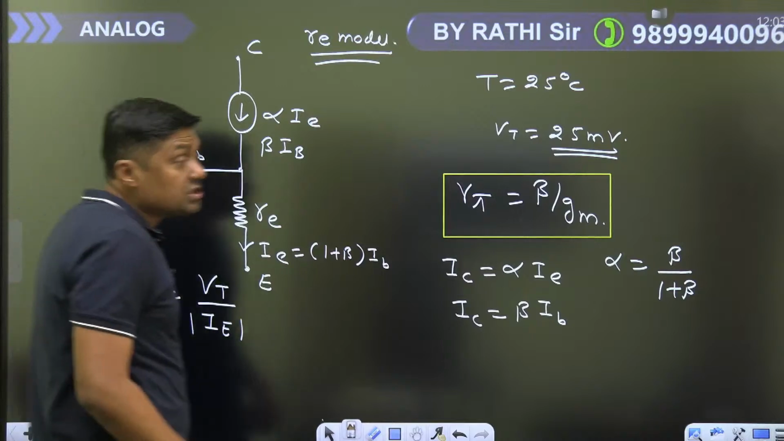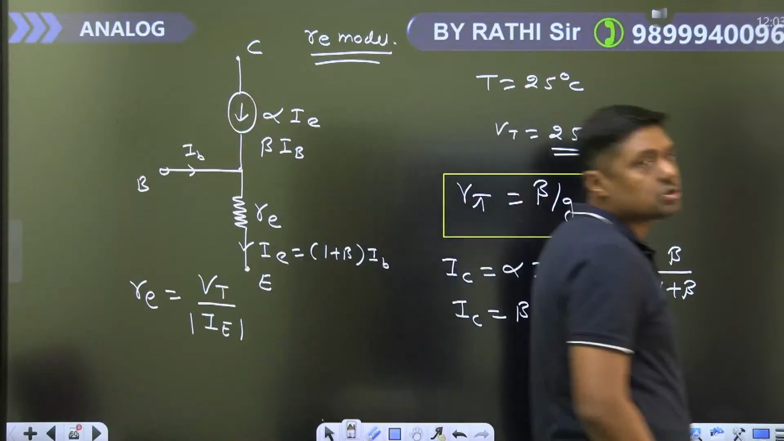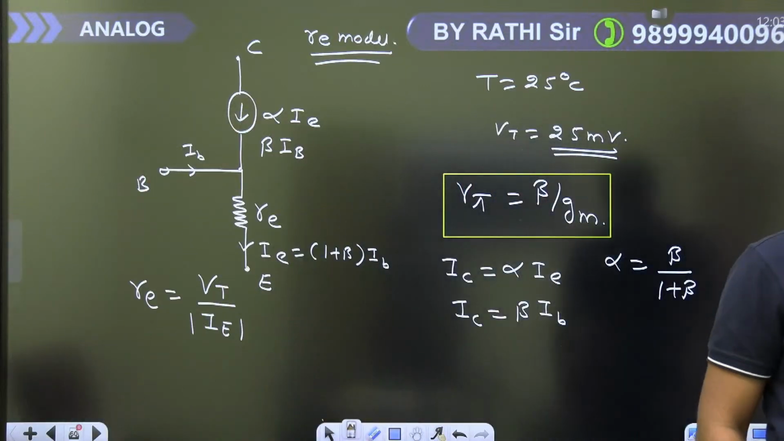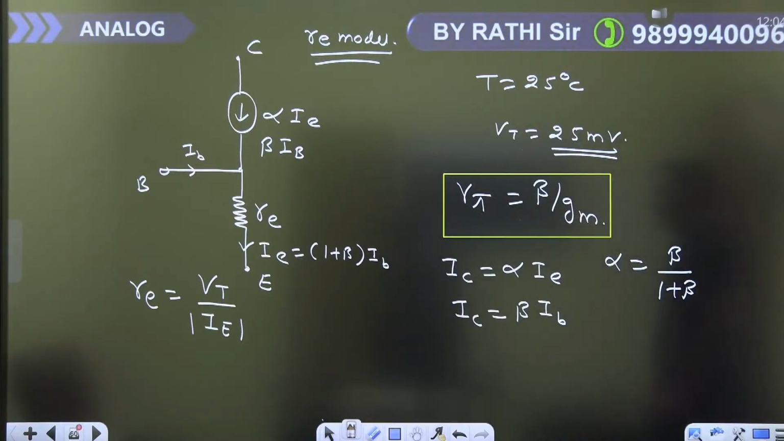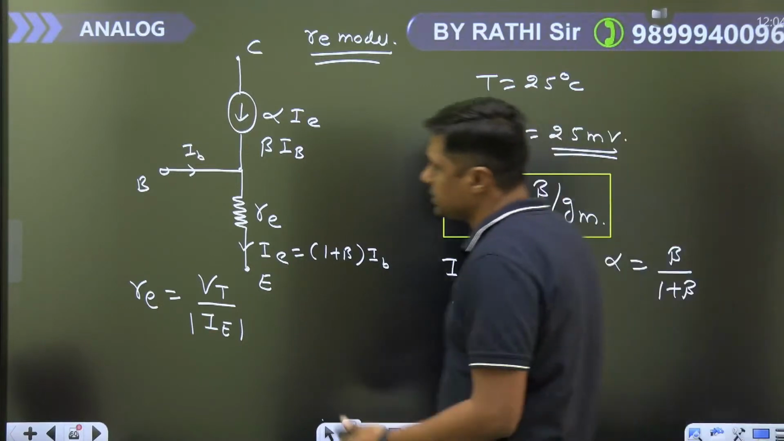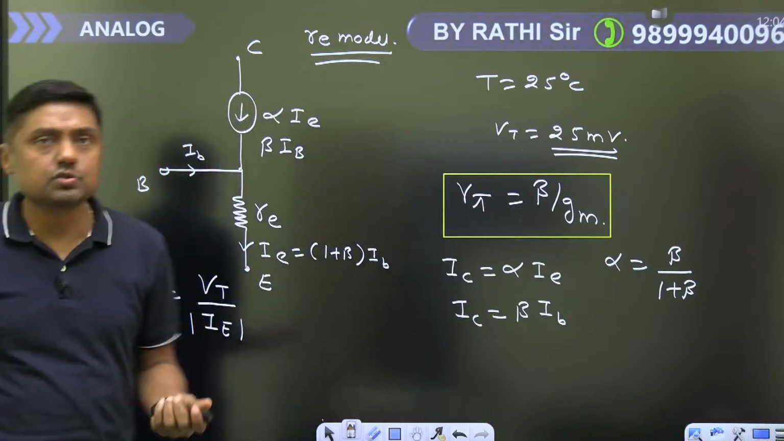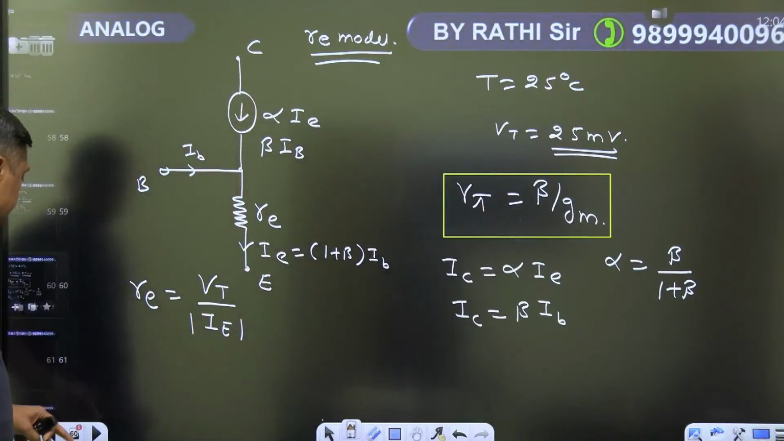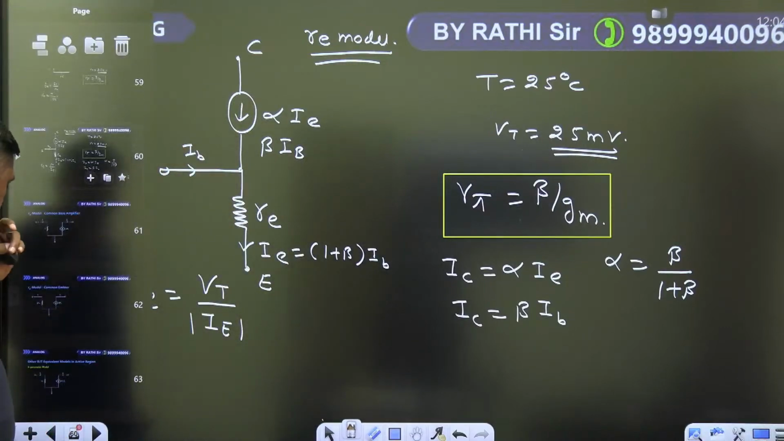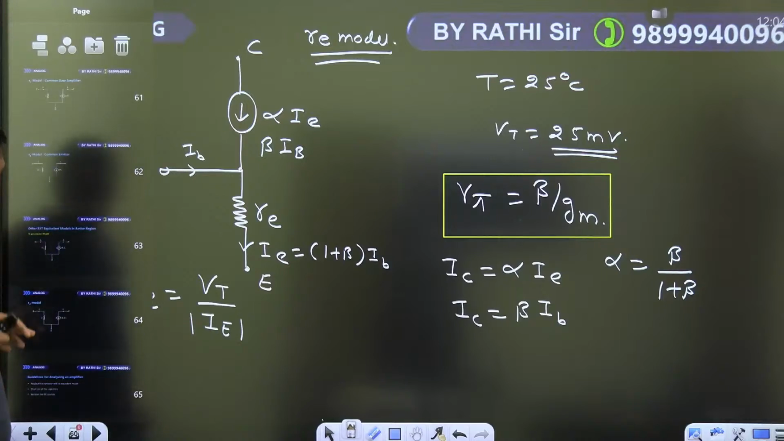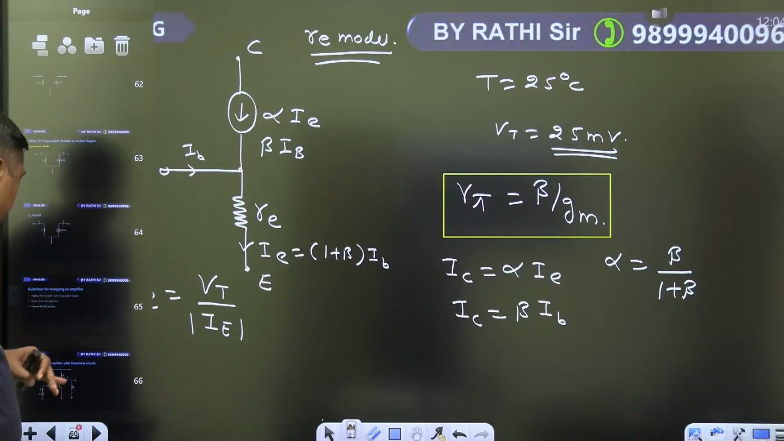So these are the small signal models. All the questions we can solve by using these two models. Okay. We will also consider RS, how to consider RS, how to apply it, and so on. We will come to that. Now there are three models. Not many questions come on the H parameter model.